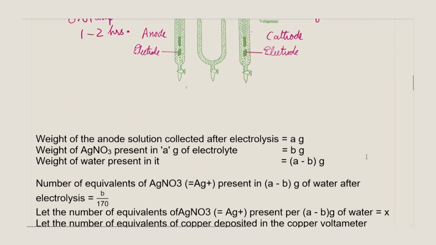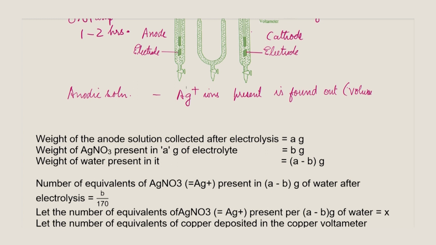Now, we will go for the calculation. The anodic solution that we have drained out is titrated against a suitable titrant, and the amount of silver ions present is found out by the volumetric method.